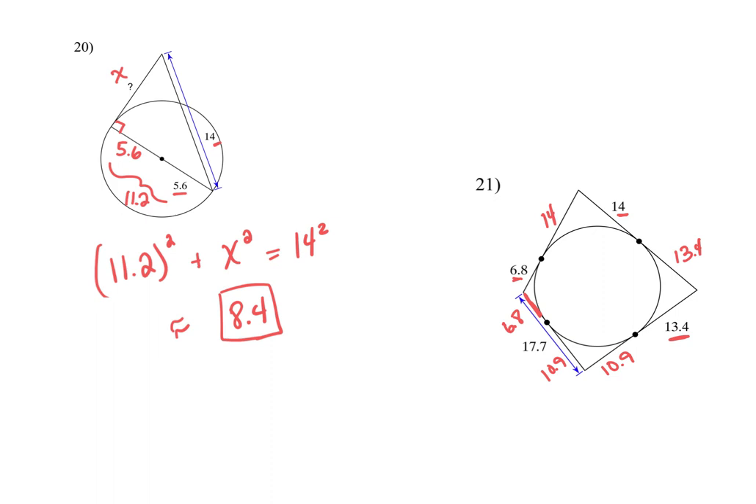And so you're just working around the figure to get all the pieces that you need. And then you add up all those pieces. So you're going to add the 14, the 13.4, 13.4, 10.9. You can add the 17.7 here because you know that's the whole side, 6.8 and 14. And when you add that all around, you should get 90.2 as your perimeter.